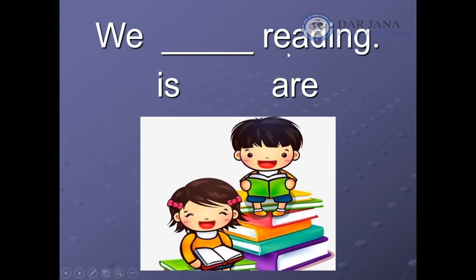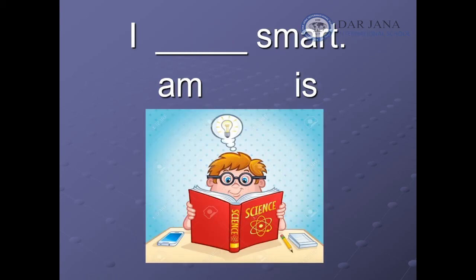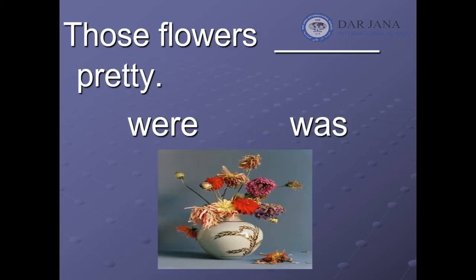We is reading or we are reading? Now we is more than one. Is, we use it when we are just talking about one person or one thing, and are for more than one. So we are reading. Good work. I am smart or I is smart? Do you remember the rule? I am smart. Good work, everyone.